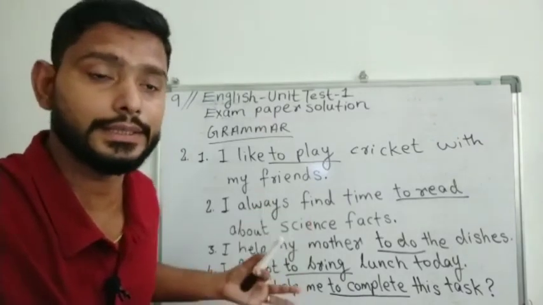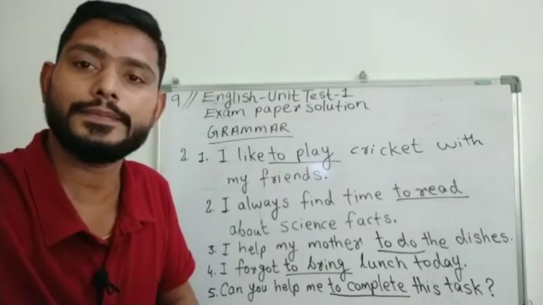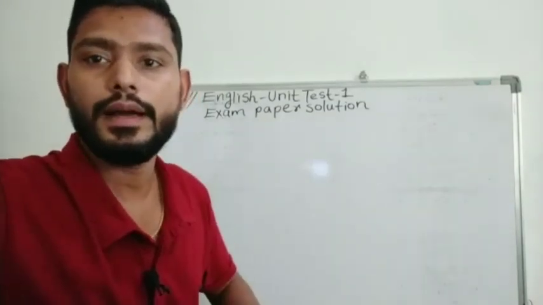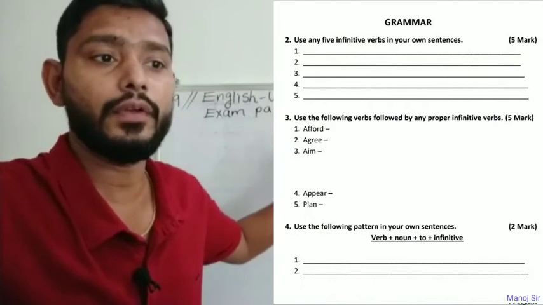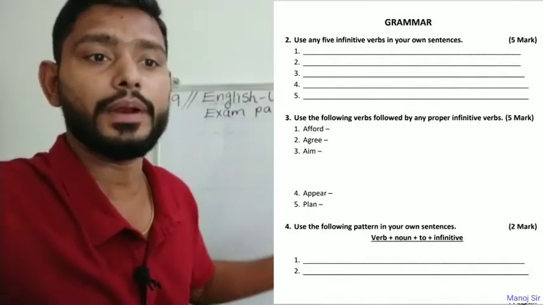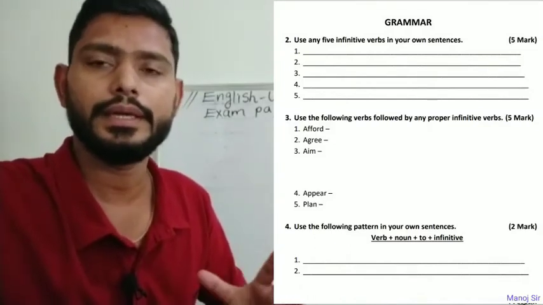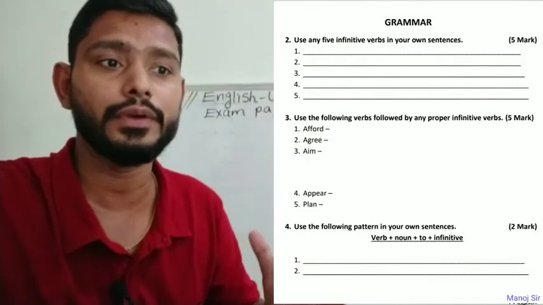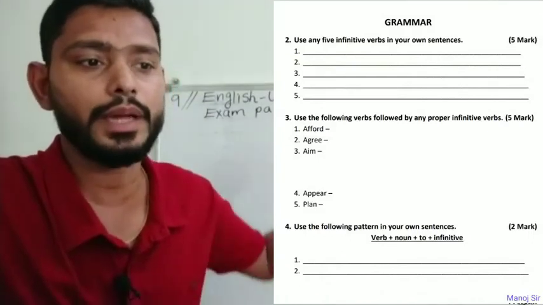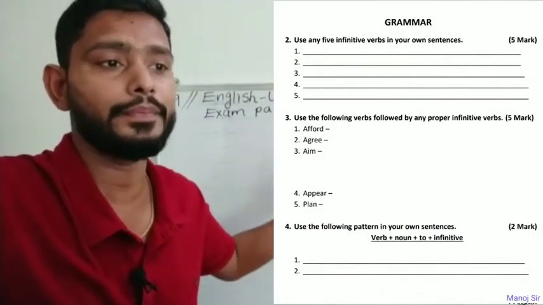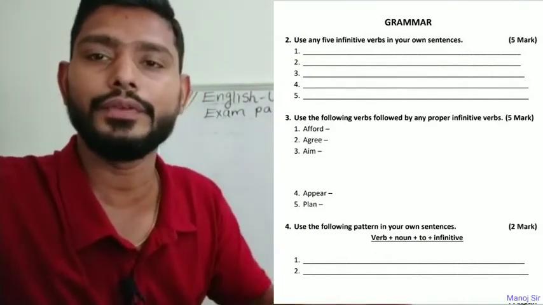Okay, so my dear students, this is very clear to you. You can just copy down to your notebook. And let's come to the third question. What is the third question? You can see here: use the following verbs followed by any proper infinitive verbs. I think I covered this in detail in lectures number 6 and 7. Some verbs are followed by infinitive verbs, like afford, aim, agree, appear, plan. Normally an infinitive verb follows these.